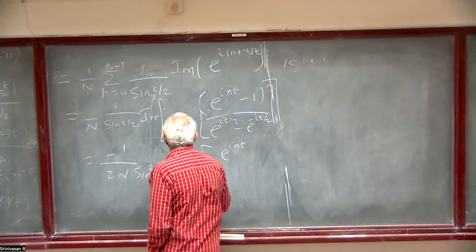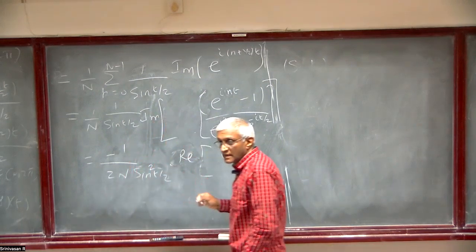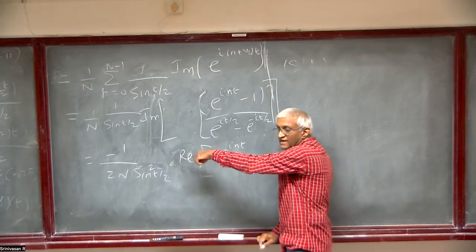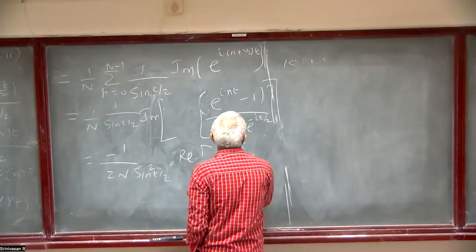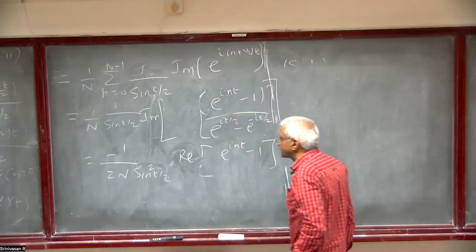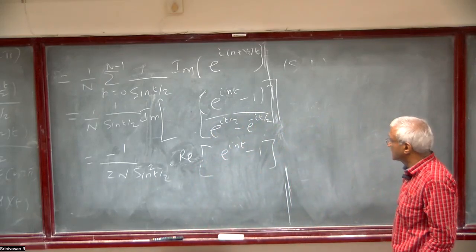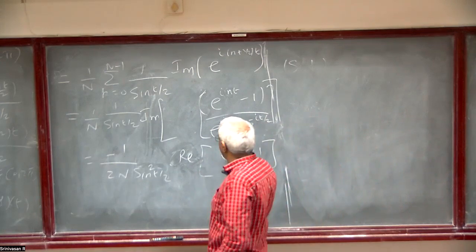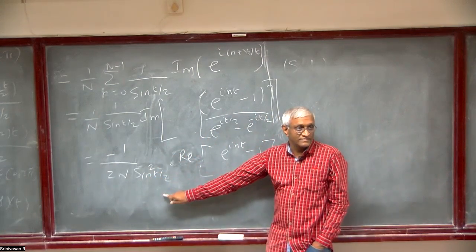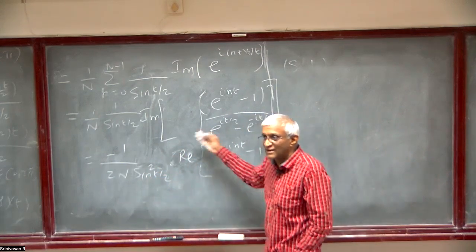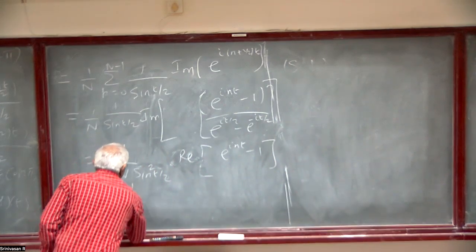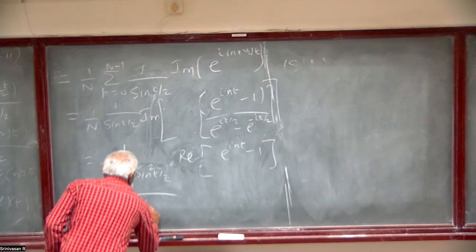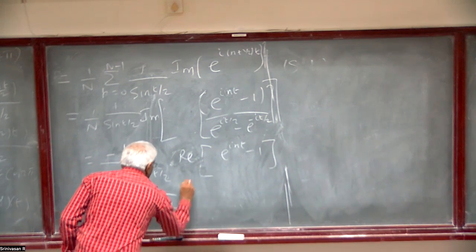This is just the real part. 1 by i, so I will get an i here. So this is the real part of e power i n t minus, since I have taken the sine t by 2 outside. Like that we are going to do the calculations. So this is equal to minus 1 by 2 times sine square t by 2.